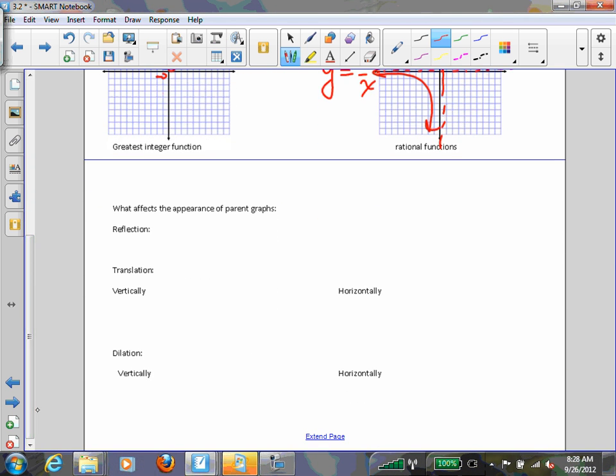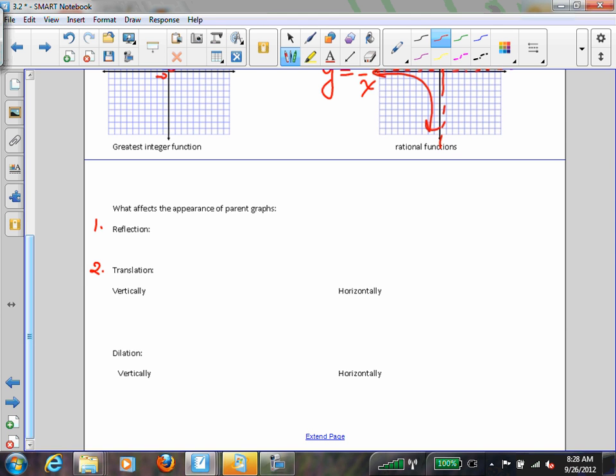Okay, so what affects the appearance of parent graphs? Well, there are reflections. All right, here's the first one. There are translations. So reflection is, what am I reflecting it over, the x-axis or the y-axis? Those are my two options, okay? Translations, that means movement. Where am I moving my vertex? I'm moving it left, right, and up, down, okay? A dilation is, do I make it wider or do I make it narrower, okay?